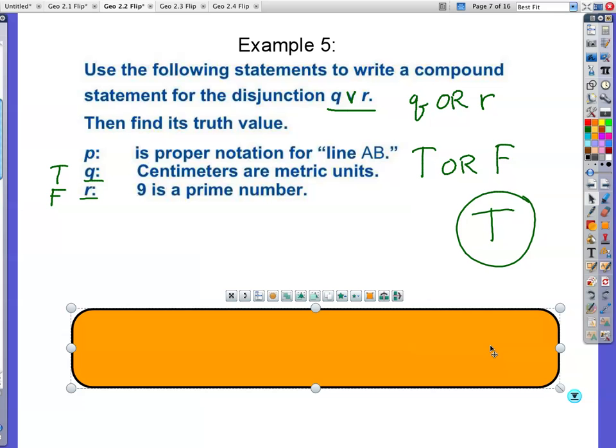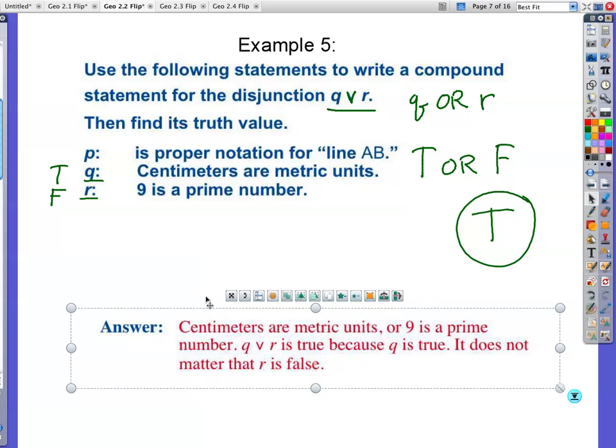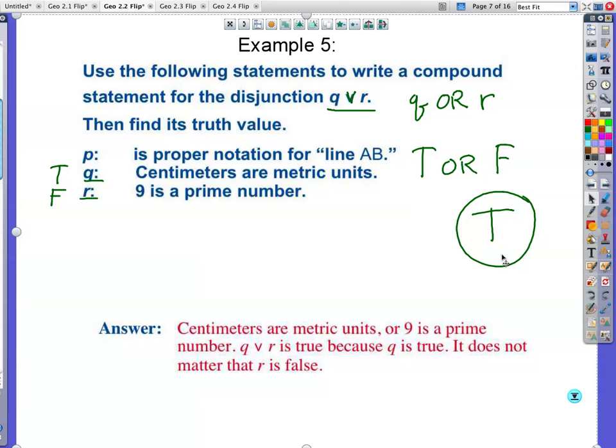All right, let's see. Whoa. Yeah, I should have a little music with that, shouldn't I? Centimeters are metric units, or 9 is a prime number. What they've done is just rewritten that out with the word or in between. Q or R is true. Because Q is true, it does not matter that R is false. Okay, kind of like the same thing as we had on the previous question.